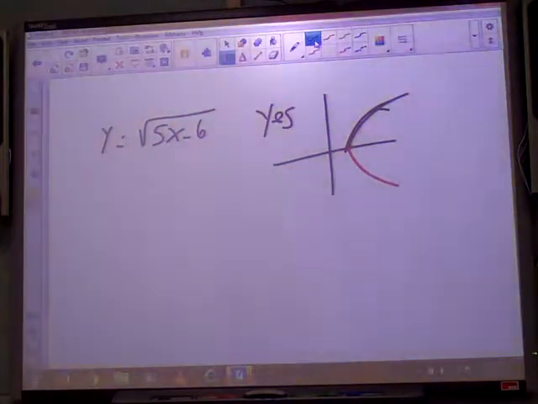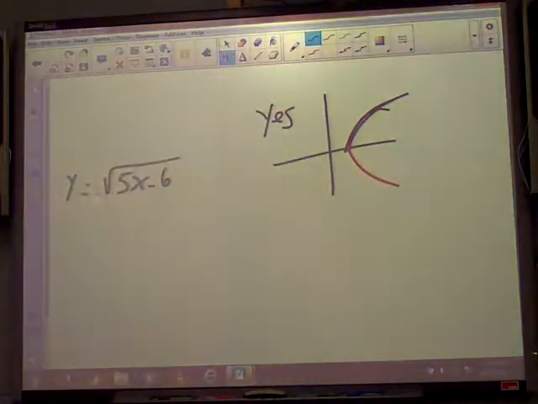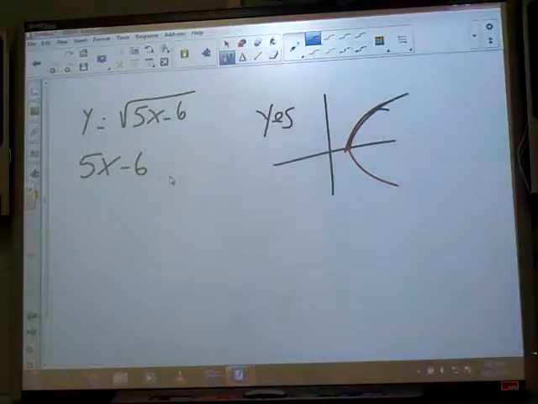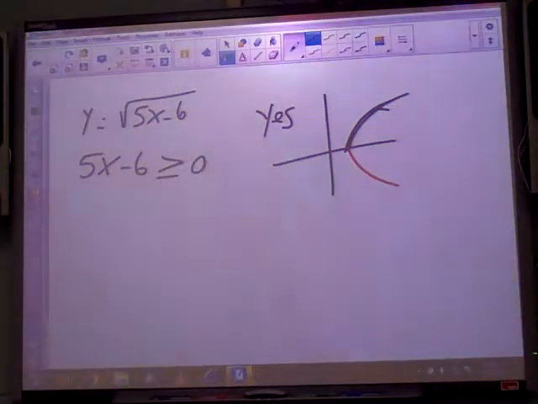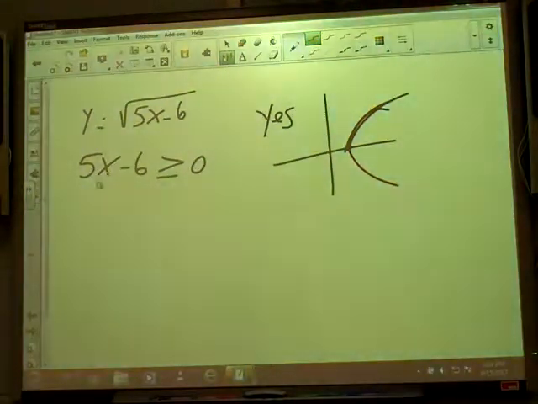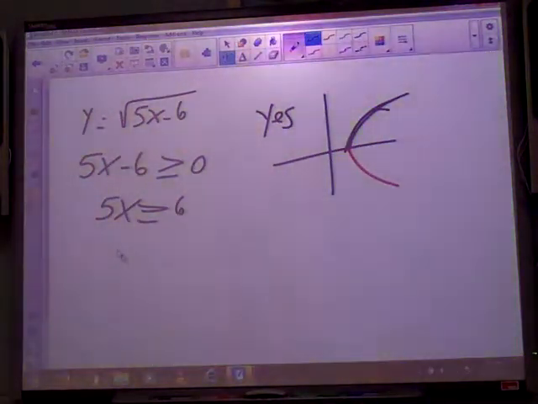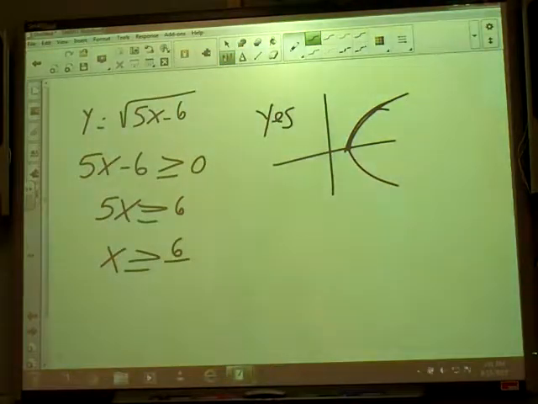Negative. Negative, very good. So what we've got to do, Mason, let's quit moving that around, is take what's underneath there and make sure it's not negative, so it has to be greater than or equal to 0. Okay? So what would our first step be to solve for x? So 5x is greater than or equal to 6, then what? Divide by 5.